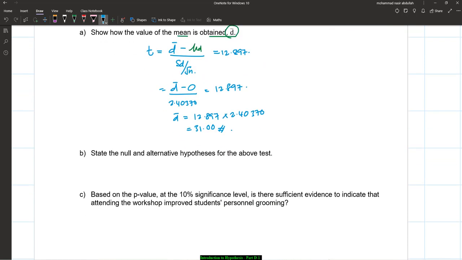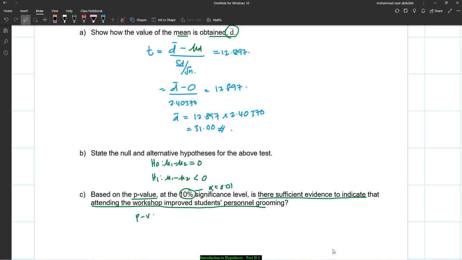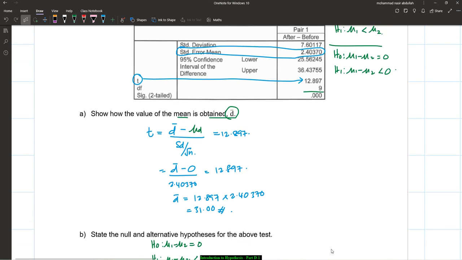So this is how we show how to get the mean difference, right? For the null hypothesis and alternative hypothesis, we already stated before: null hypothesis mu1 minus mu2 is equal to 0. Alternative hypothesis mu1 minus mu2 is less than 0. So this is a left-tailed test. So based on the p-value, at 1% significant level, so this is alpha equal to 0.01, is there any sufficient evidence to indicate that attending the workshop improves student personal grooming? So the p-value from this table is equal to, so again it is the same mistake.